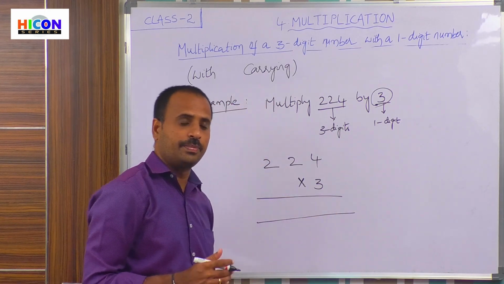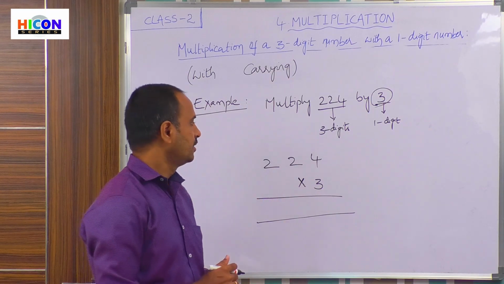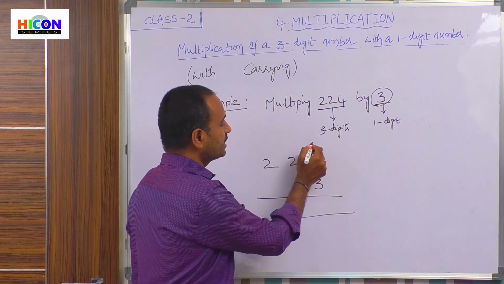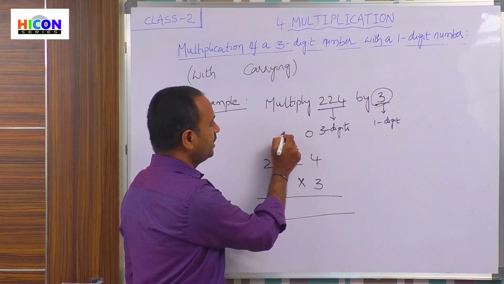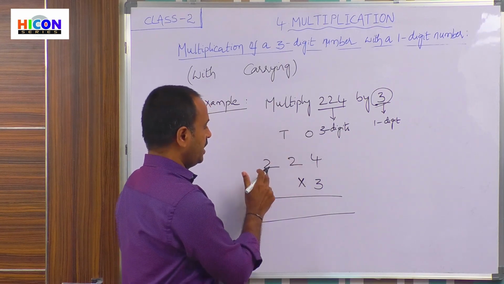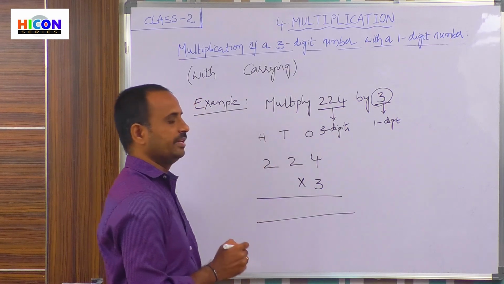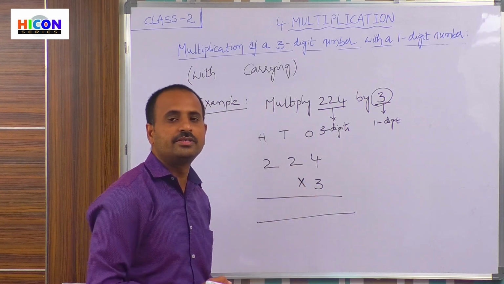And also write the places above each digit in this 3-digit number. That is, 4 is present in ones place, and 2 is present in tens place, and again 2 is present in hundreds place. In this way, write the places above each digit in the given 3-digit number.